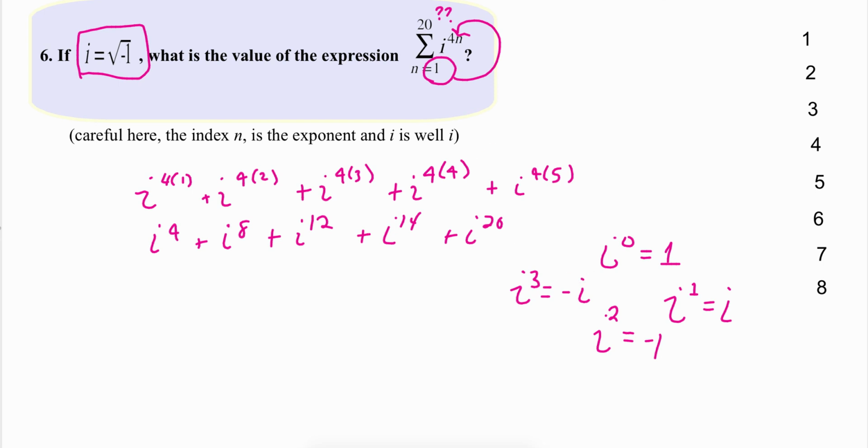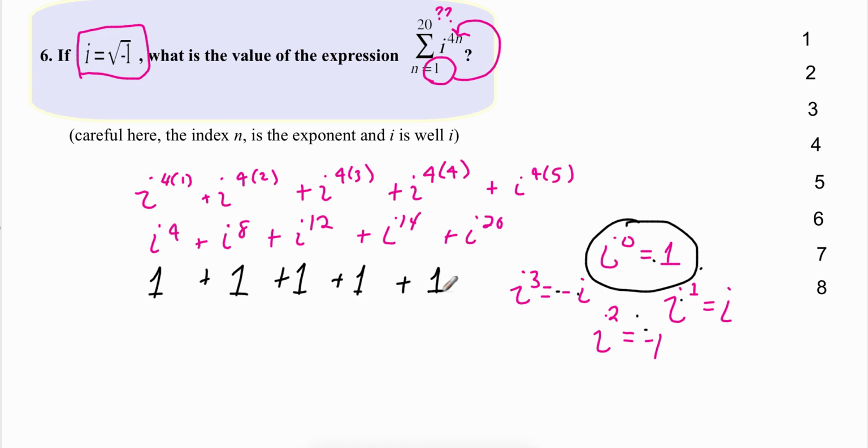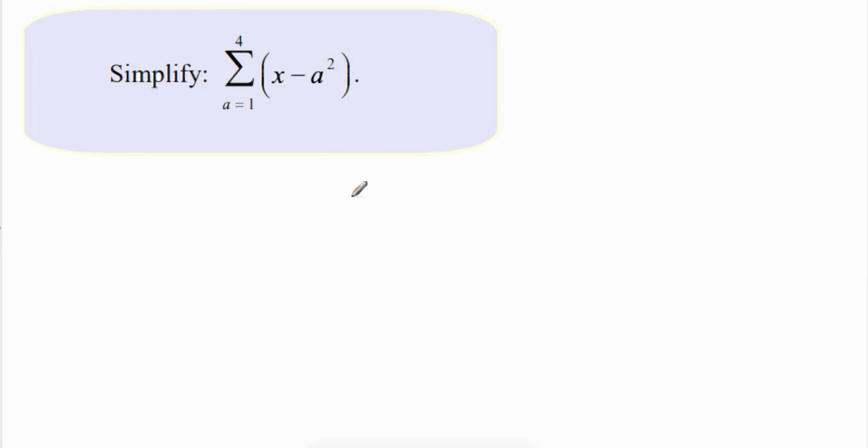But look, i to the 4th. 1, 2, 3, 4. That's 1. 5, 6, 7, 8. That's 1. All of these are going to be 1. And I'm going to have 20 of those. So there's my answer. 20.